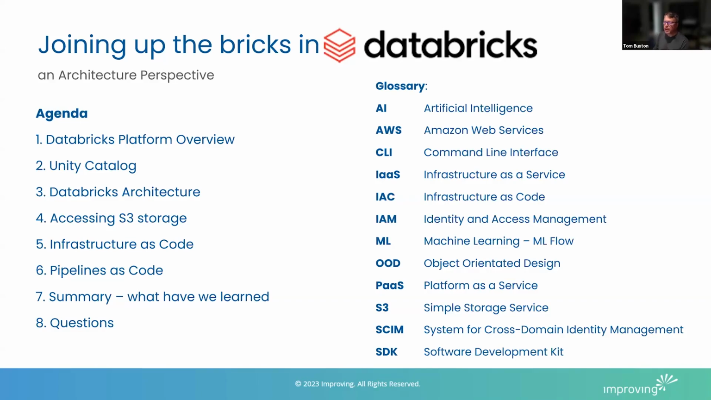We're going to talk about the platform overview, a little bit about Databricks. We're going to introduce Unity Catalog at a very high level. We're going to talk about Databricks architecture, specifically in terms of AWS and how we access the underlying storage from Databricks, some of those components, how they work. We're then going to pivot and talk about infrastructure as code. We're then going to talk about pipelines as code. Once we're done with that, we'll talk about what we've learned, do a brief summary, and then we'll move on to any questions.